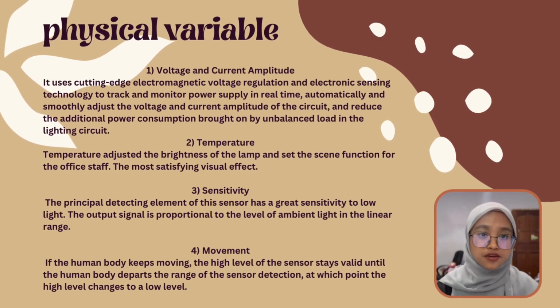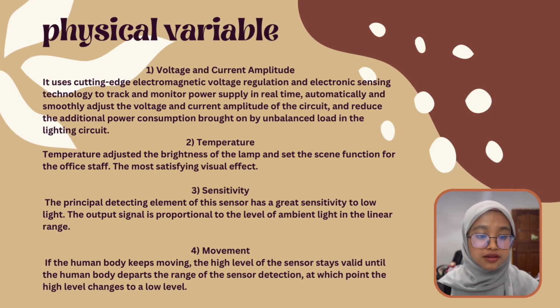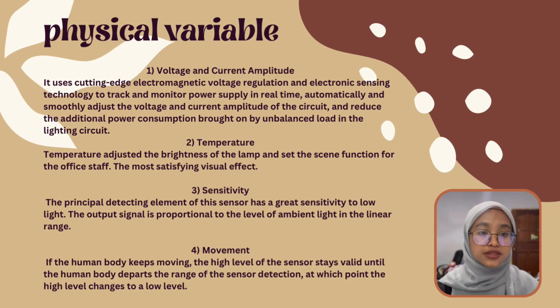It's about physical variables. Physical variables are the parameters that represent the physical quantity and attributes of physical objects. The parameters are measured by using the sensor. Arduino is used with the sensors to measure the parameters in the lighting system in this project. Arduino is used to detect and adjust the voltage and current amplitude. Based on the Arduino intelligent office lighting system, the parameters used in this system are current and voltage.